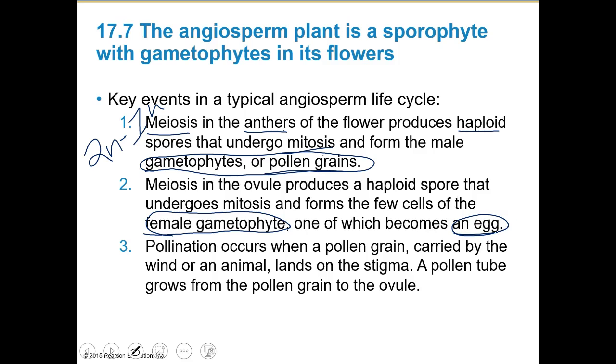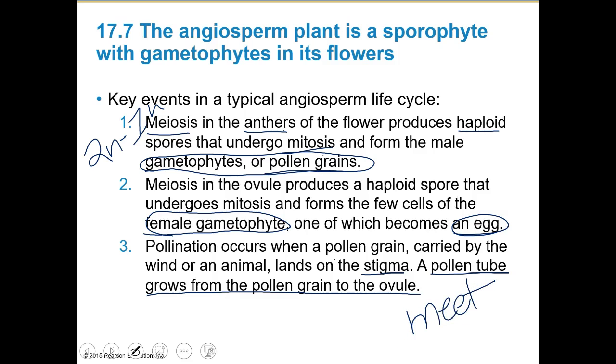Pollination occurs when the pollen grain, so the male gametophyte, is carried by wind or an animal or whatever, and it lands on the stigma. A pollen tube grows, so it'll undergo some of that mitosis, and it'll grow down into the ovule. So we make the male gametophyte and the female, and then we're going to make them meet.